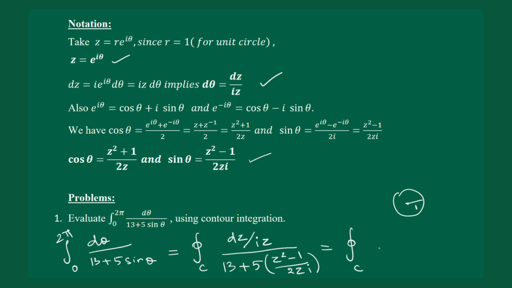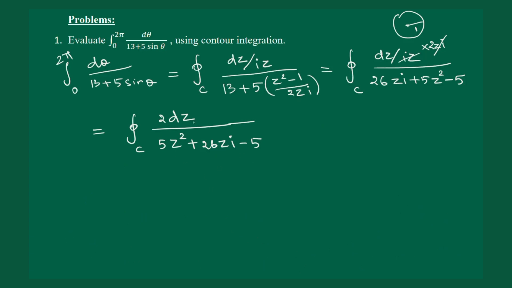While simplifying this, we will get dz by iz divided by, if you simplify, take LCM, 13 into 2zi becomes 26zi, plus 5z square minus 5, divided by 2zi. Divided by 2zi can be taken to the numerator as a product in the numerator. So this zi and this zi get cancelled. So the numerator will be 2z divided by this term. Now we can have the integration like this.